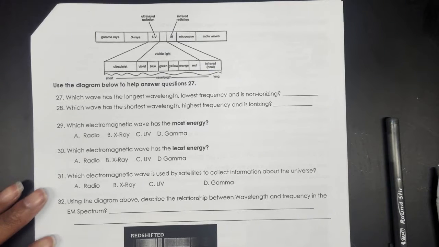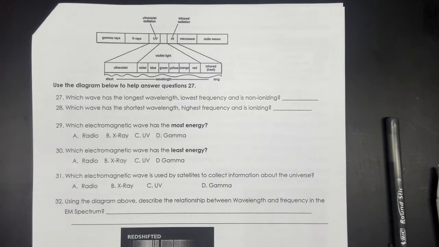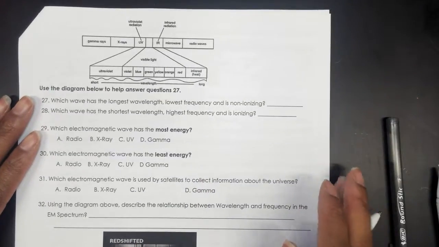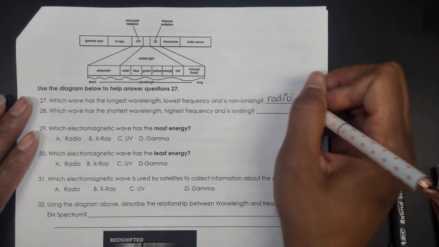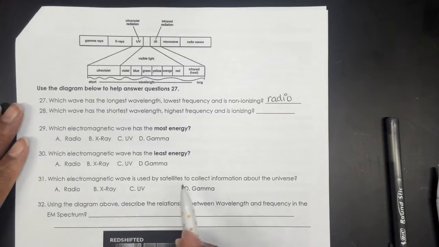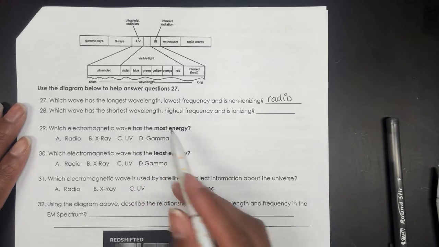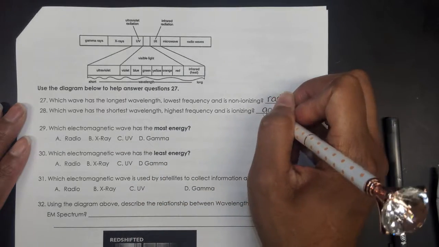Number 27. Which wave has the longest wavelength, lowest frequency, and is non-ionizing? All right, which one is it? This is radio. What does non-ionizing mean? Not harmful. Good job. Which wave has the shortest wavelength? Gamma rays. Good job.